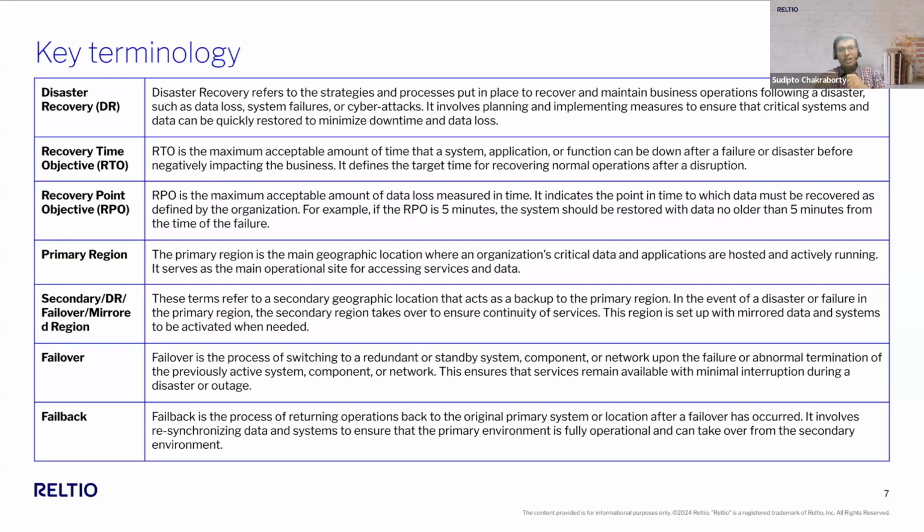RTO is saying we need to be working again in a new office within X hours, and RPO is we can only afford to lose at most X minutes of paperwork or documents when we move. Failover is actually moving everyone to the backup office, and failback is moving back once the main office is fixed. And Reltio BC is like handling the IT equivalent of all that smoothly and rapidly.